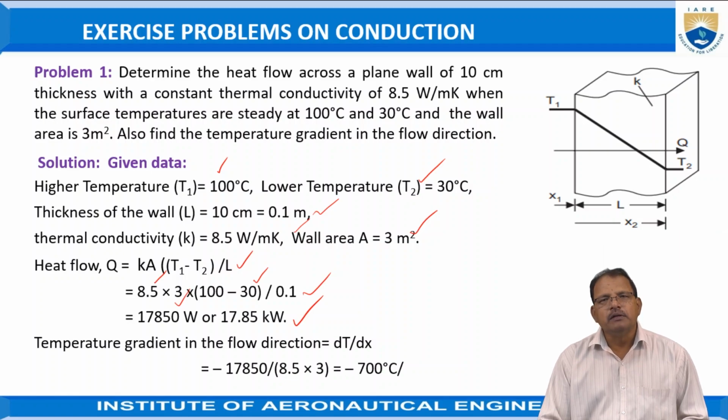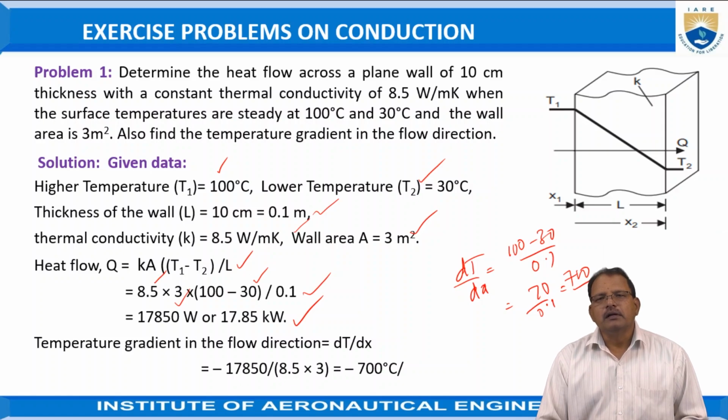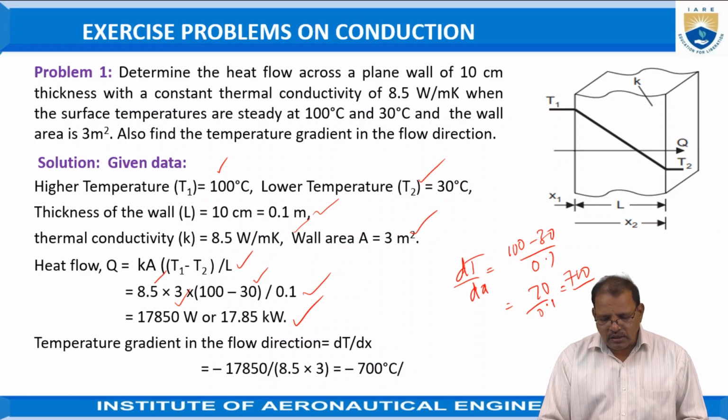Maximum is given 100, minimum is 30, and so the difference is equal to 70 only, divided by 0.1. That is, we can take it as dT by dx, the temperature gradient, which is equal to 100 minus 30 divided by 0.1, which is equal to 70 divided by 0.1. R is equal to 700 Kelvin per meter. The same value is obtained if the units are converted into Kelvin also.